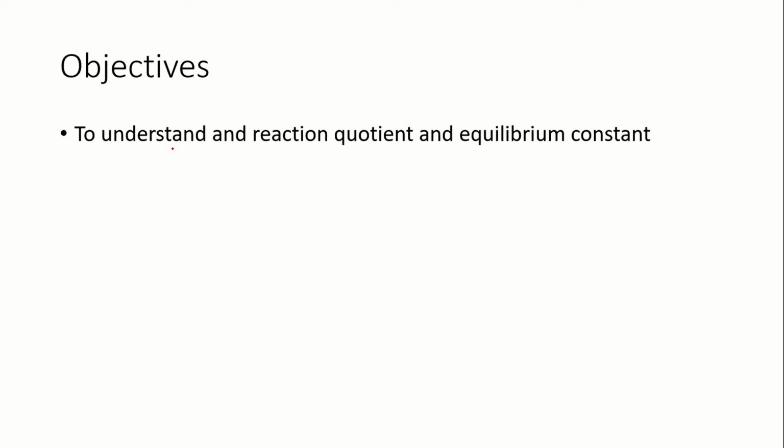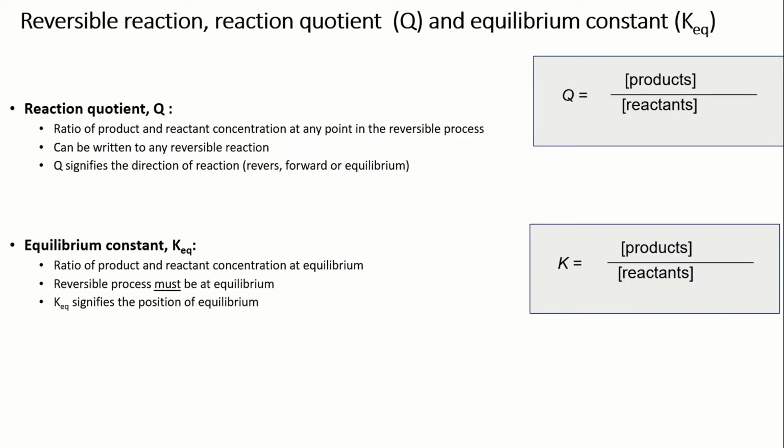The objective of this video is to understand the reaction quotient and equilibrium constant in a reversible process. If we want to define things like reaction quotient or the equilibrium constant, we must have a reversible process, either a chemical process or a physical process. Now, this reaction quotient and equilibrium constant are both actually a concentration ratio of products to reactants.